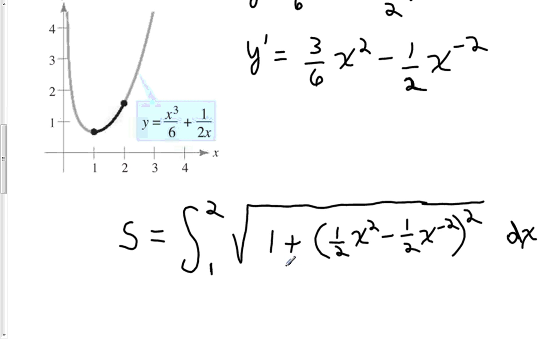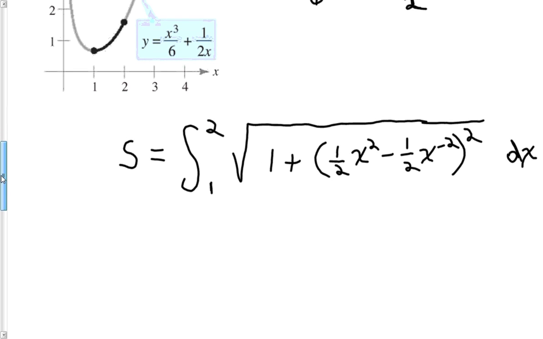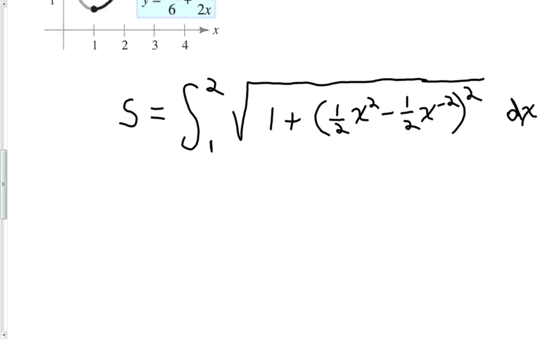So we get this expression for the arc length, and then we just have to be able to calculate this definite integral. Sorry about that, not this derivative, but this definite integral. So we're going to go ahead and calculate this definite integral.